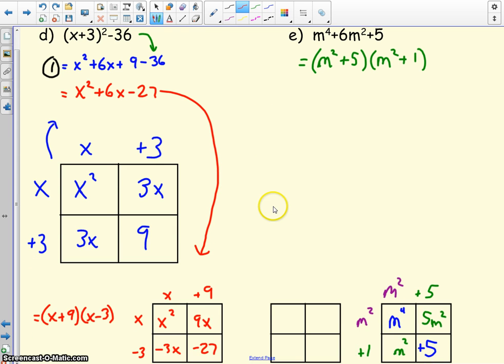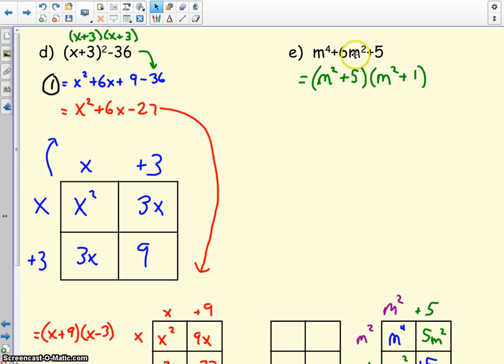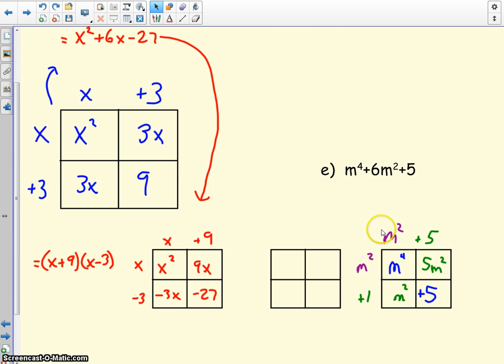Now, for E, I threw it into an array because why not? It's always worth a shot. So I put m⁴ in the top left, 5 in the bottom right. The only thing that multiplies to m⁴ is m² times m². Now, I could try m³ and m, but that would involve other terms in here, which I don't want. So m² times m² is what works.